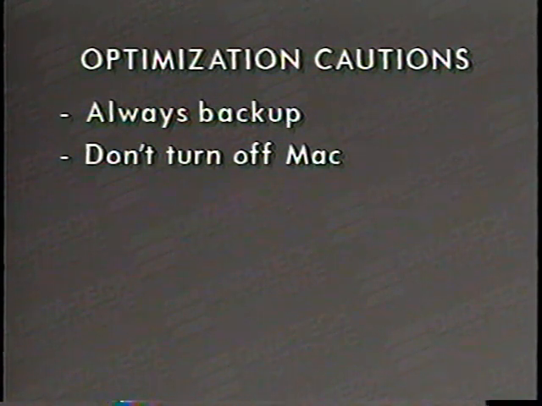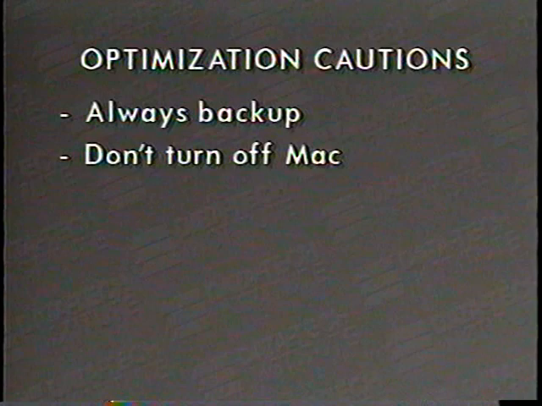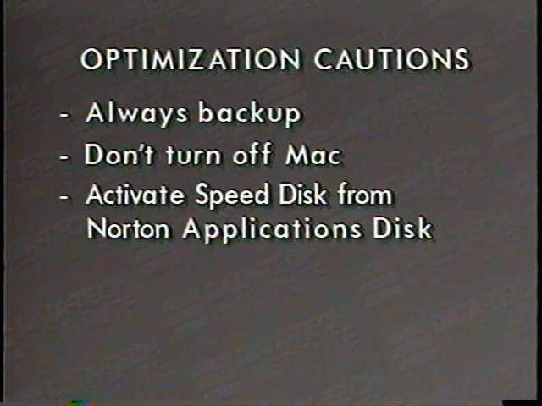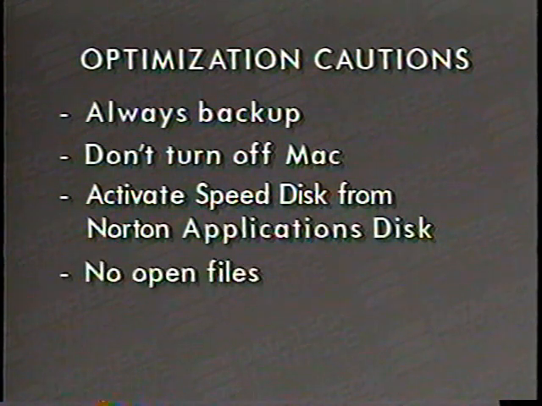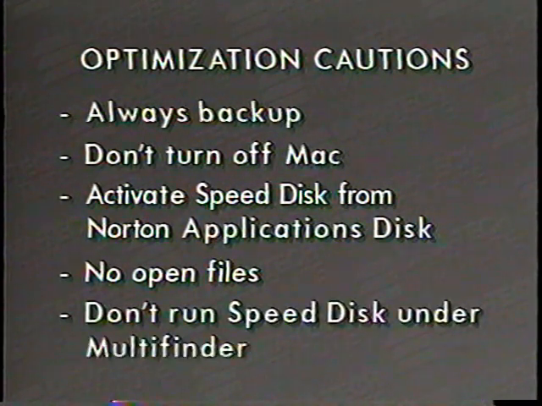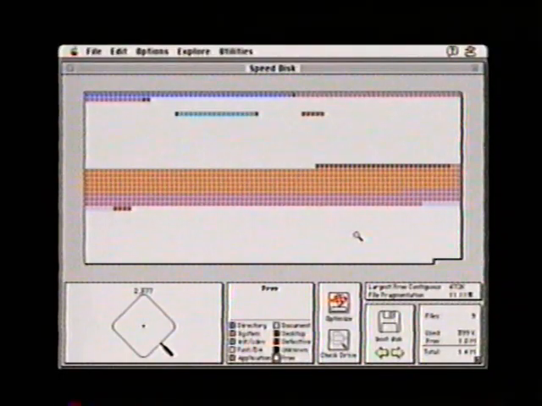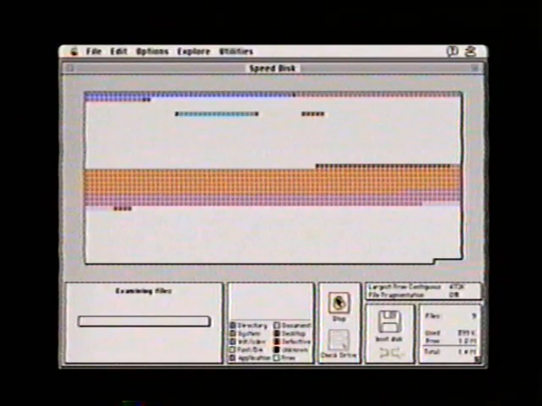A couple other warnings. If you are going to optimize your startup hard disk, activate Speed Disk by booting from the Norton Applications disk. There can be no open files. MultiFinder keeps the desktop open at all times. Don't run Speed Disk under MultiFinder. Notice when Speed Disk begins its work, it verifies the media to be sure there are no bad areas it may write to.